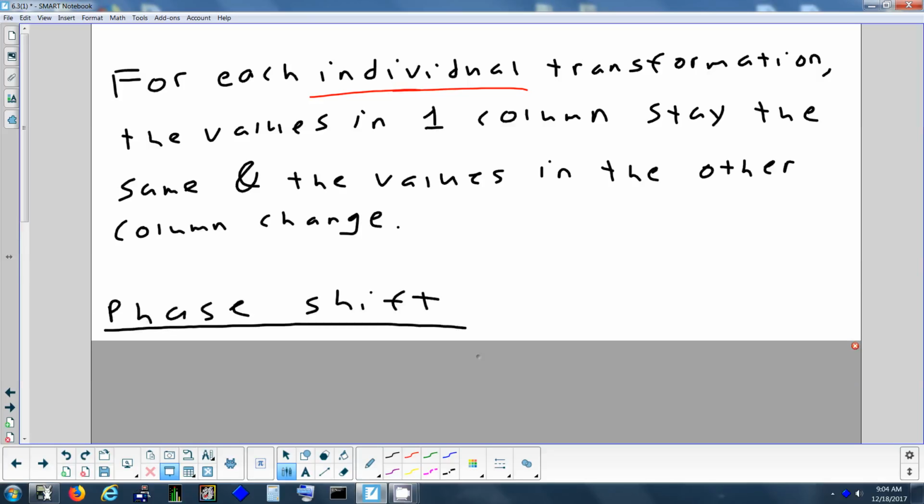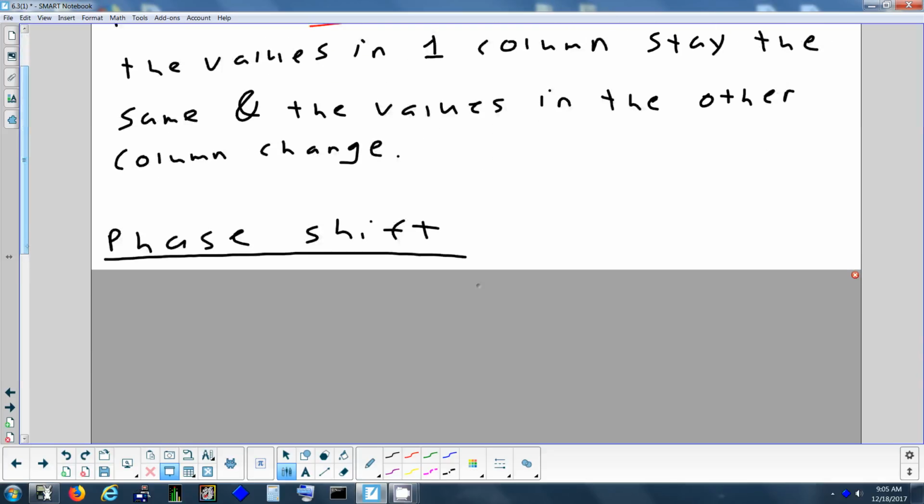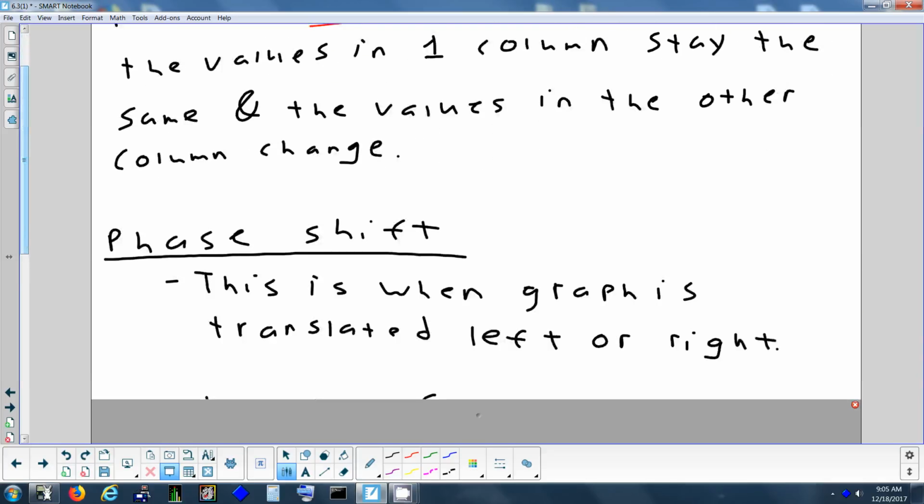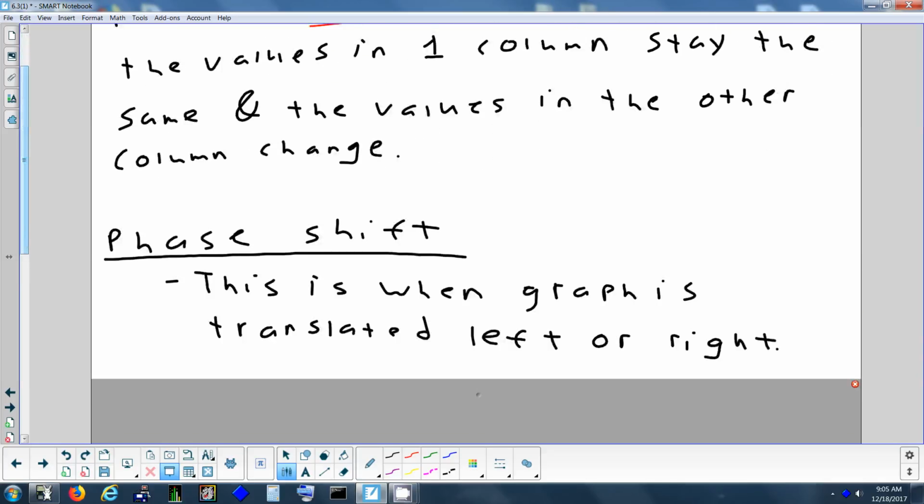So the first transformation I'm going to talk about is called a phase shift. Now, it's a transformation you've done before, but we've never called it that. When they talk about periodic functions, they generally call a horizontal shift a phase shift. But it means exactly the same thing. So phase shift, that's when the graph moves left or right.